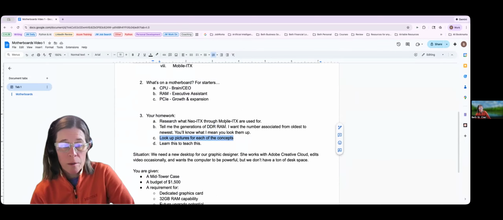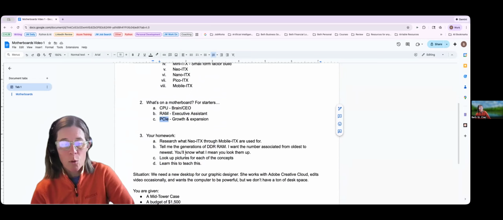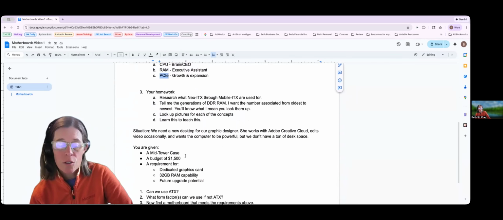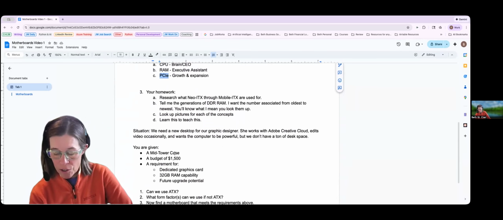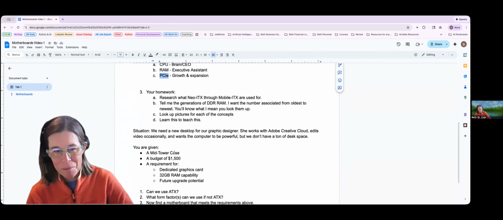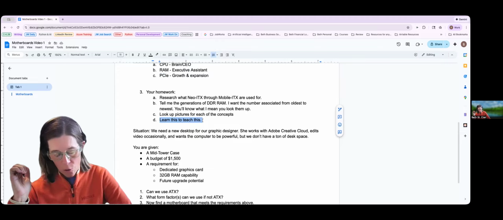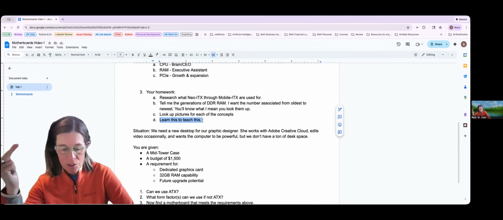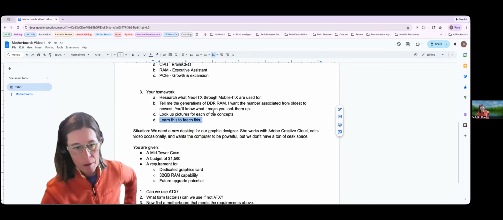Number three, I want you to look at pictures of these items. I want you to look at a picture of Neo ITX, ATX, CPU types, RAM types, PCIe. I want you to see those pictures so you understand what they look like. You know, it's hard to picture them without looking at them. And then finally, try to learn this to teach this. Okay, you're starting at square one, so I don't want you to know DDR speeds, pin counts, notch placement. I just want you to look these things up to understand them.